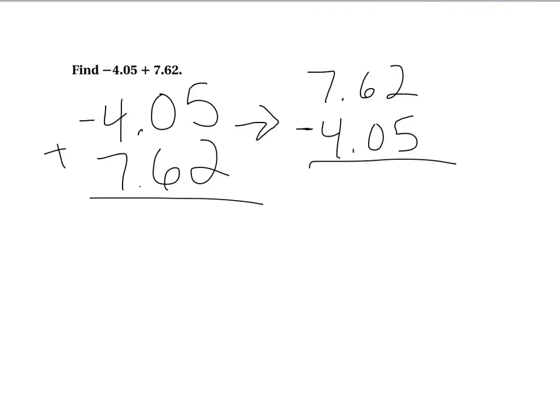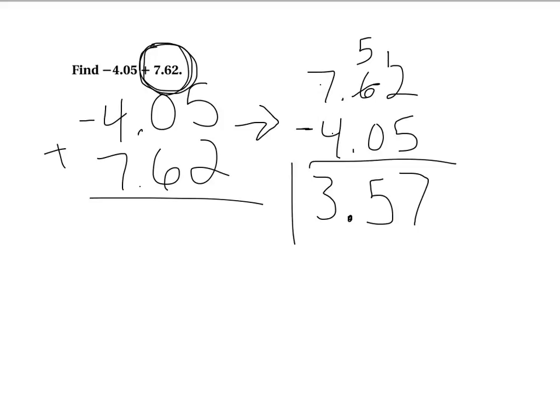The greater absolute value is 7.62, so I know my answer is going to be positive. Remember, you can use calculators in this section if you want to use that. That becomes 7, 5, and 7 minus 4 gets me 3.57. Again, I'm going to use the greater absolute value, which is a positive, so my answer is 3.57.